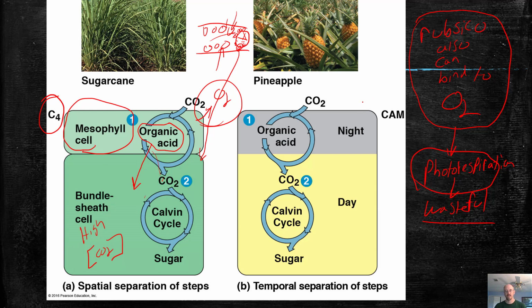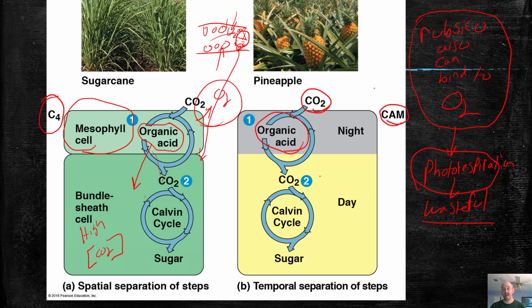Now in another type of evolutionary solution known as CAM, for Crassulacean acid metabolism, you see this in pineapple. What they do is they separate the light and dark reactions out in a different way. They bring carbon dioxide in at night when it's not hot, so they don't dehydrate. They bring it in and they store it once again as an organic acid.